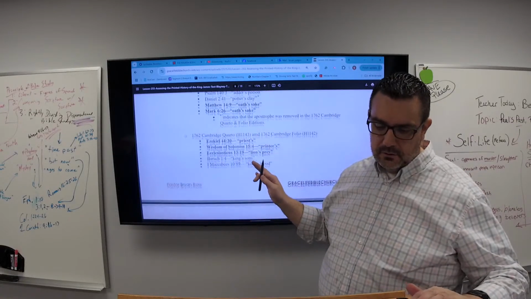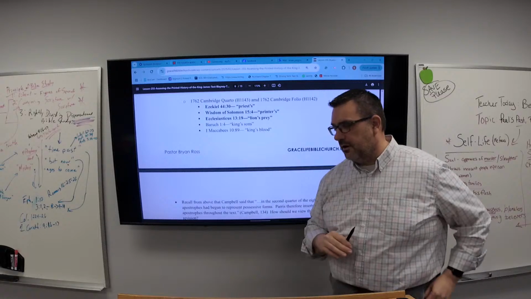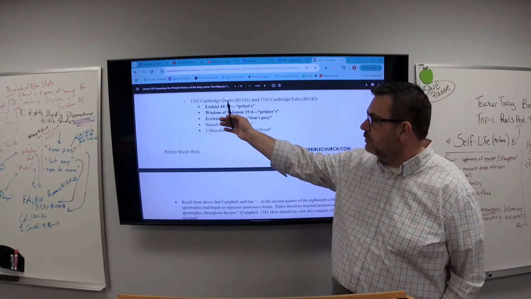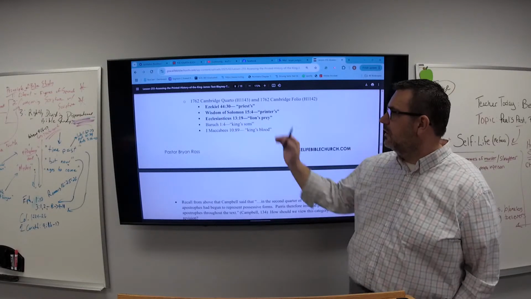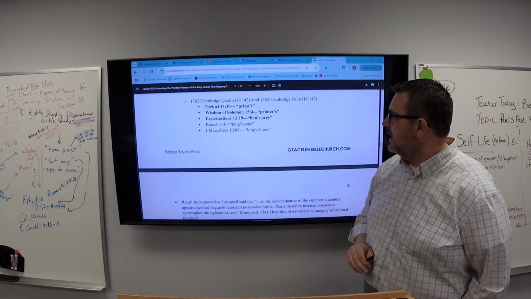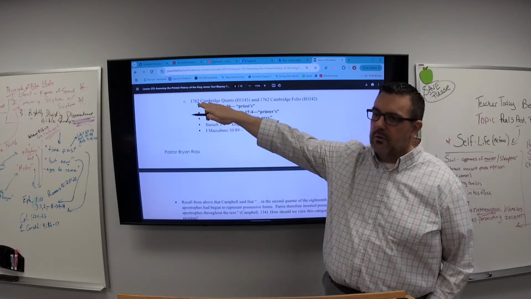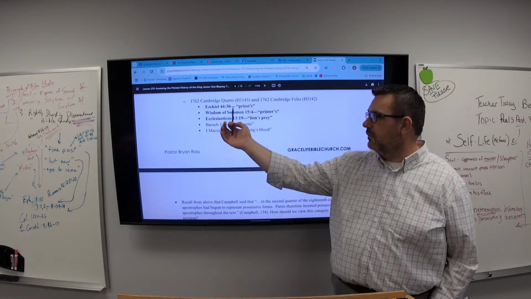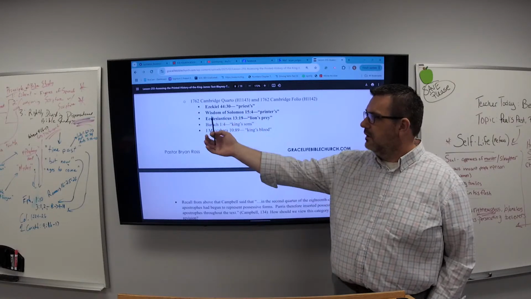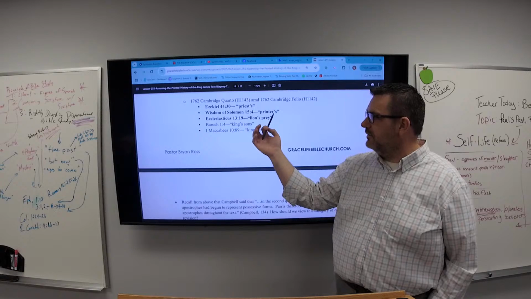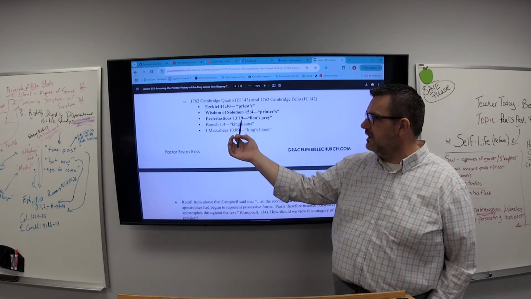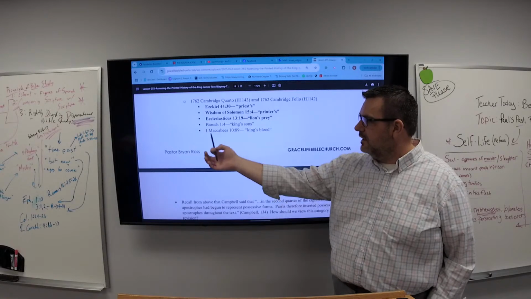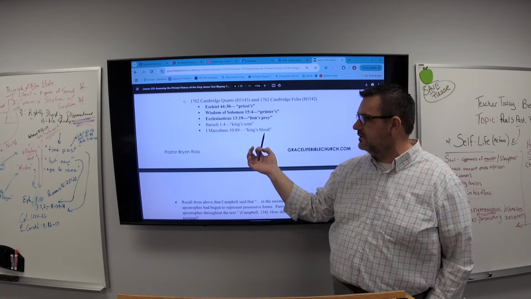Okay, so we further, in lesson 251, looked at the 1762 Cambridge Quarto, H1134, and the 1762 Cambridge Folio, H11. So would this still be the work of Paris? Okay, so notice Ezekiel 44:30, priests. Wisdom of Solomon 15:4, printers. Ecclesiastes 13:19, lions prey. Baruch 1:4, king's sons. And 1 Maccabees 10:89, king's blood.